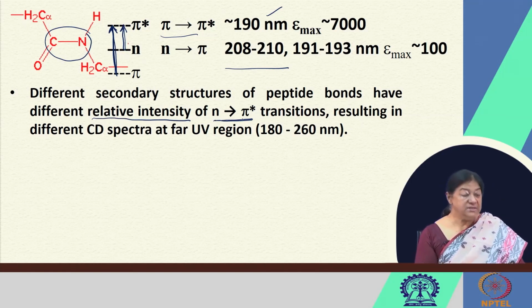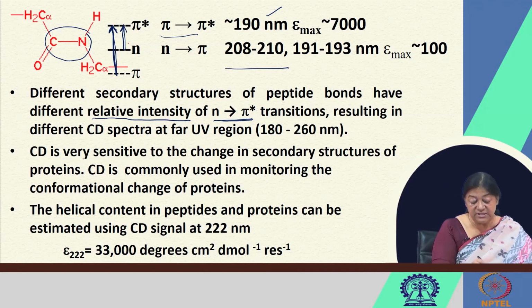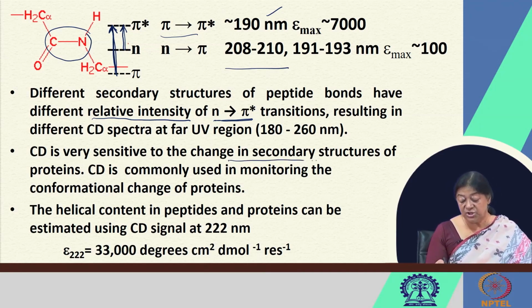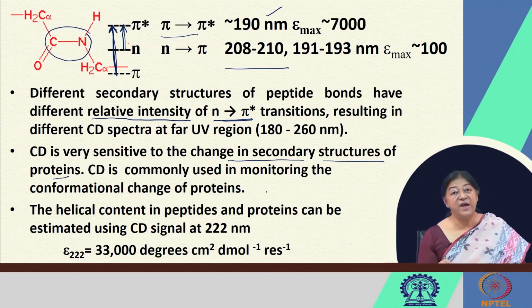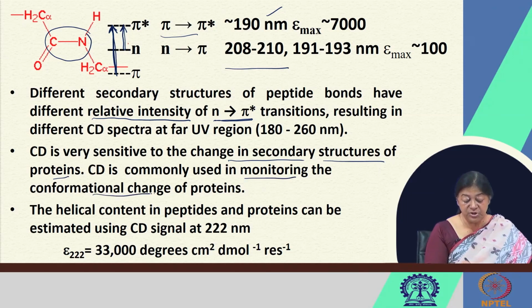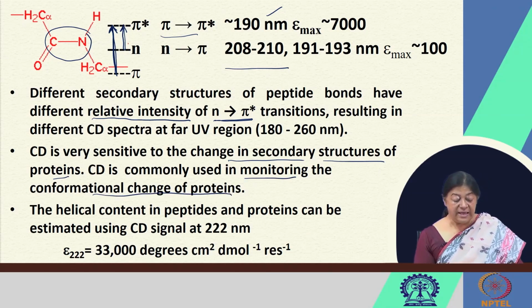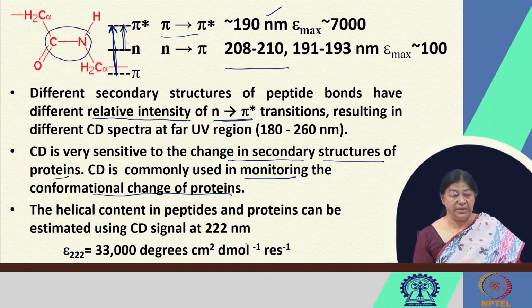And this results in different CD spectra, and the CD is extremely sensitive to the change in the secondary structure of the proteins, and it is very commonly used to monitor the conformational change of the proteins. And the helical content of the peptides and proteins is estimated by a signal at 222 nanometer as well as 208 nanometers.